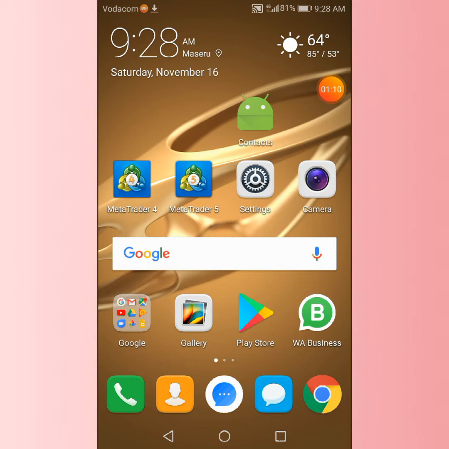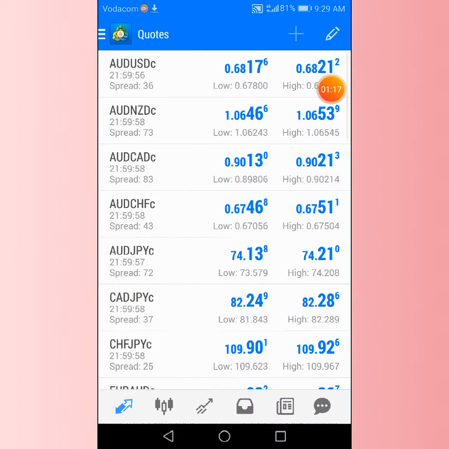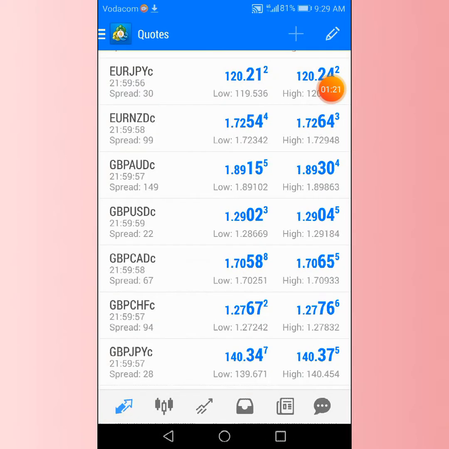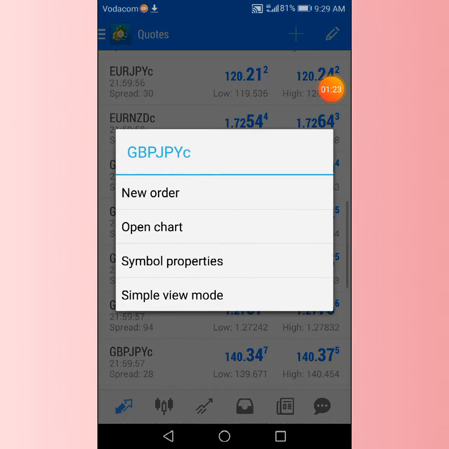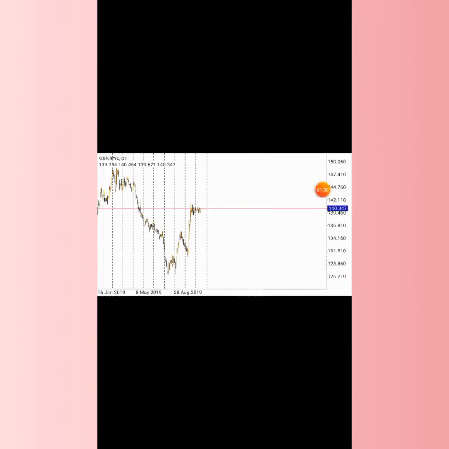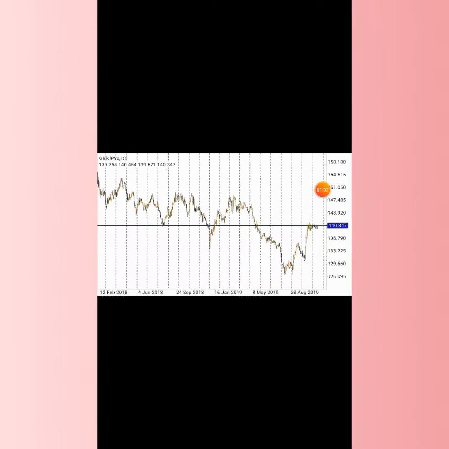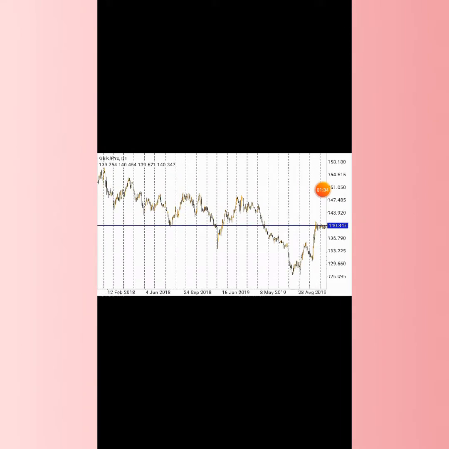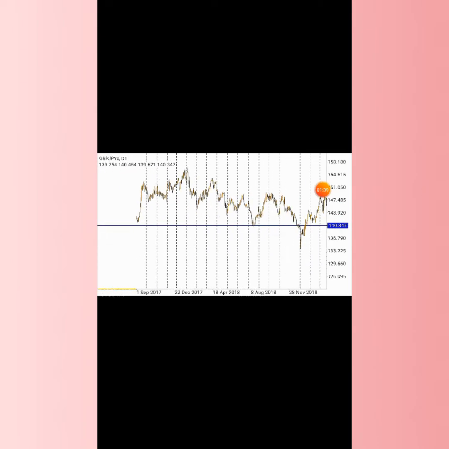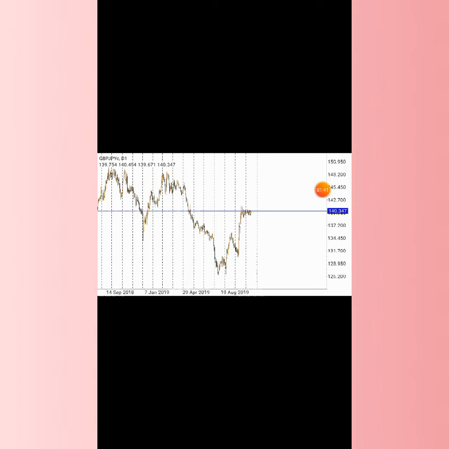So today I have MT5 and MT4 here, so I'll open MT4. We'll try and analyze maybe GBPJPY. I'll be trying to go into detail on how to do this at best. So this is the history of GBPJPY, of how it has been moving.